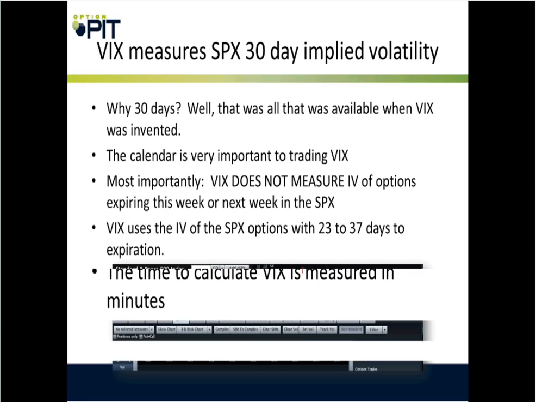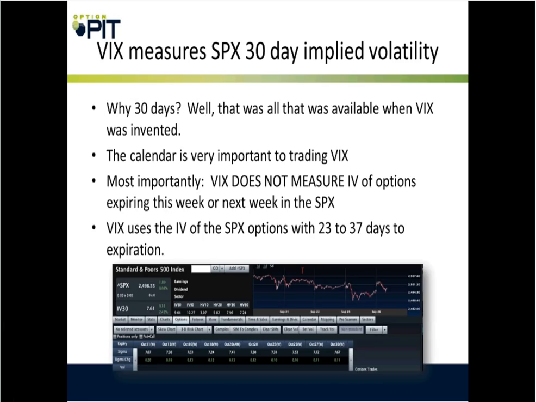Okay, so let's get to exactly what it measures. If you trade VIX, what exactly are you getting? You're getting the implied volatility, the 30-day implied volatility for the SPX. So VIX is looking at options expiring 30 days from now.